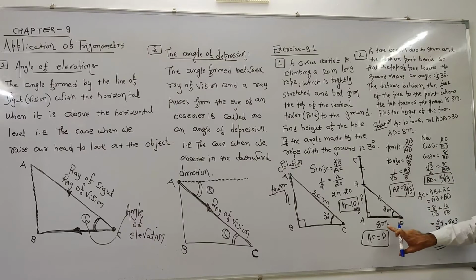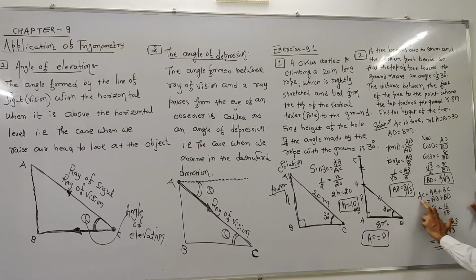So cos D is equal to adjacent upon hypotenuse. Adjacent means AD, upon hypotenuse means BD. So cos 30 is equal to 8 upon BD. The value of cos 30 is root 3 by 2, so root 3 by 2 is equal to 8 upon BD. So root 3 BD is equal to 16. So BD is equal to 16 upon root 3.